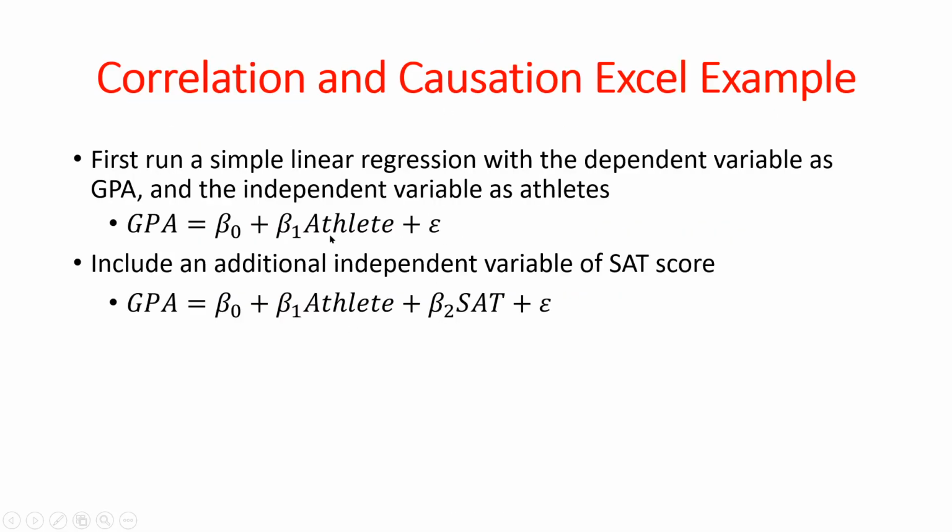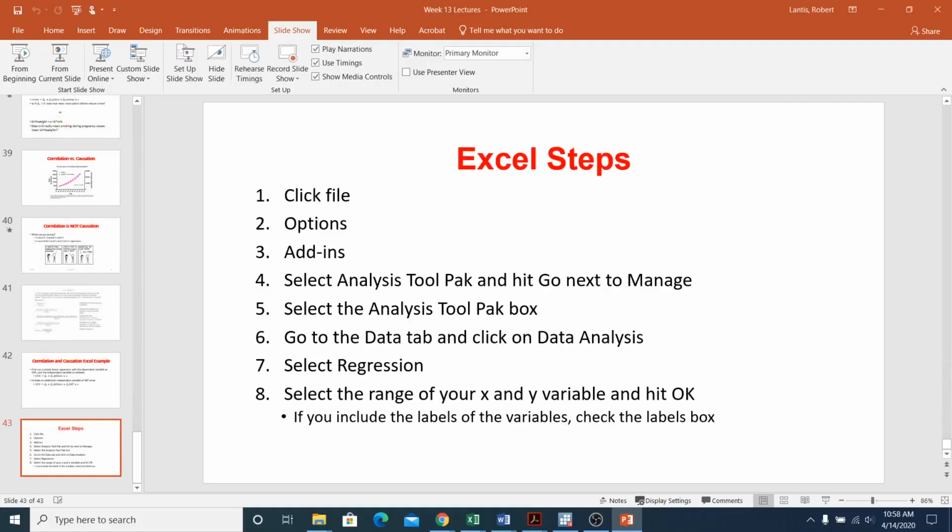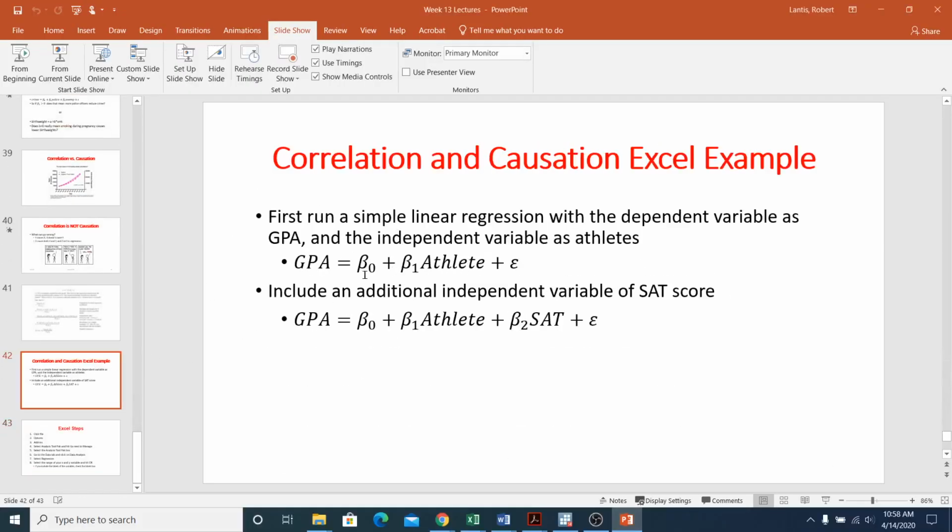So I want to walk through an Excel example of the omitted variable bias. I think it's a pretty interesting example, but it also allows us to get some practice in seeing how we run these regressions in Excel again. Okay. So the main question I have here is: is a college student's GPA impacted by whether or not they're an athlete? And then I say, okay, well, what if we include other controls, right? So we'll walk through this example.